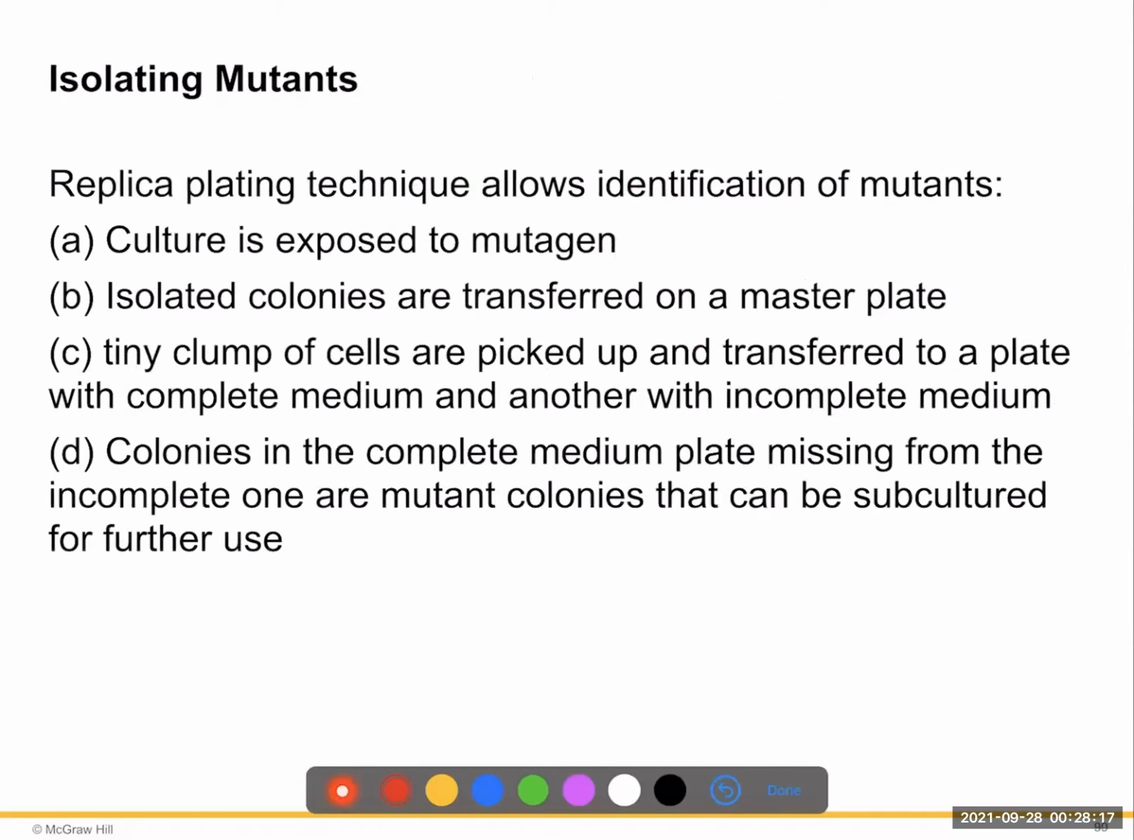Okay. So a mutation can be bad, or it could be good. It could give you an advantage.